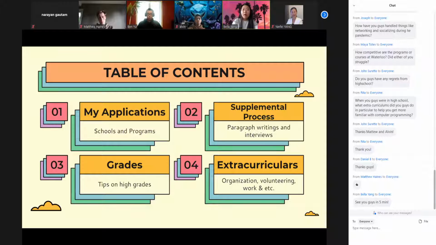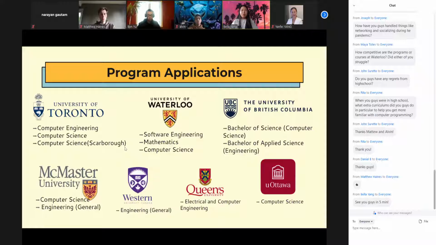First is about application, so school and program choices. And next we have supplemental process, and then grades and extracurricular tips. So first, let's take a look at some of the programs that I applied to, if you guys are curious. And these programs are basically every single program that I found that's related to software and programming, except for Carleton.